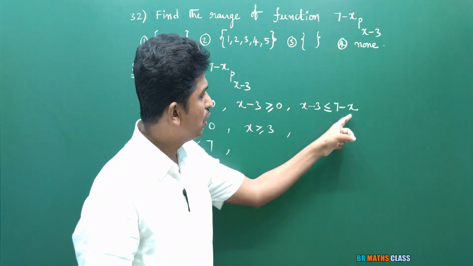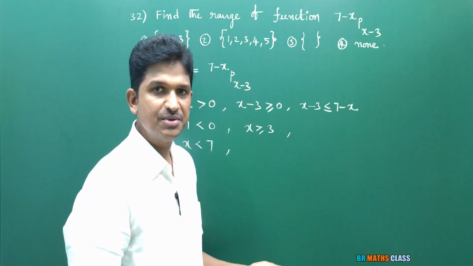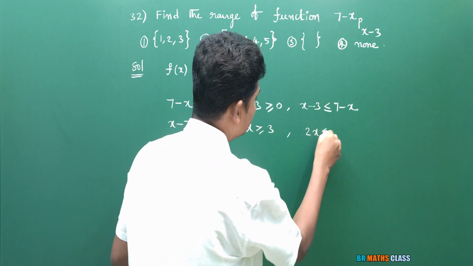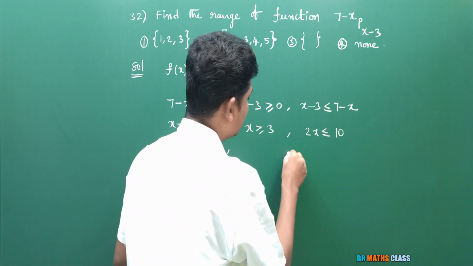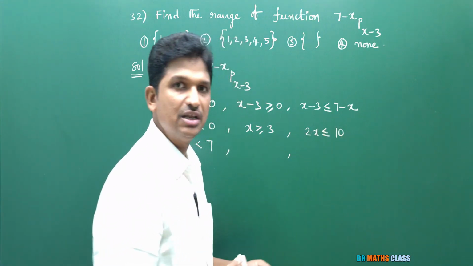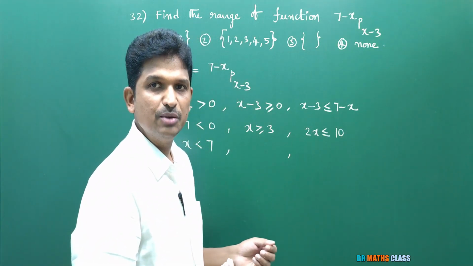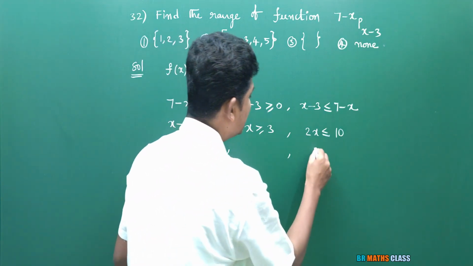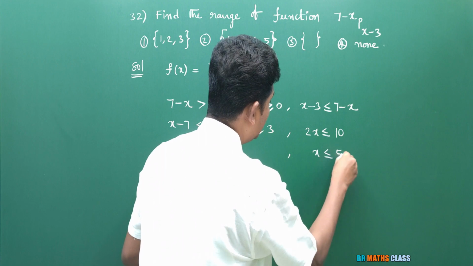So what I'll do, all x terms I'll write on one side, and all remaining terms I'll write on the other side. What you will get: minus x, if it comes to this side, is 2x less than or equal to 7 plus 3, which is 10. I need actually x values. So divide this complete inequality by 2. As 2 is a positive real number, if we divide by 2 on both sides, the inequality sign remains the same. So here x is less than or equal to 5 you will get.